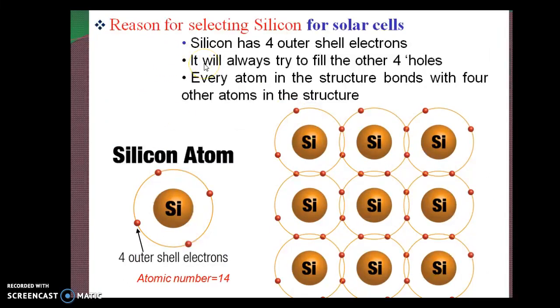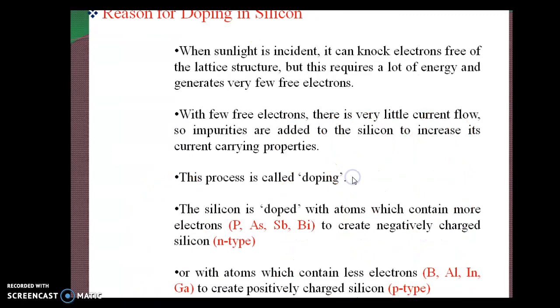So here we want to know the reason for selecting silicon for making the first generation solar cell. Actually, silicon has four outermost electrons. It will always try to fill the four holes, and every atom in this structure bonds with four atoms. In order to make a stable configuration, it needs another four. So the first silicon atom combines with the second, therefore it makes a stable configuration. That means the outermost orbit has 8 electrons. So this is the reason for selecting silicon.